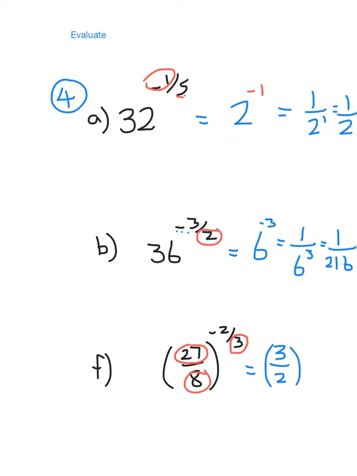Go back to the question. What have we got left that we haven't taken care of? We've got the negative 2. We then know the negative sign flips the whole fraction upside down and makes it a positive power. So if you flip 3 over 2, you get 2 over 3. And now the power goes positive. We get squared. 2 over 3 squared. Well, 2 squared on top is 4, and 3 squared on the bottom is 9.